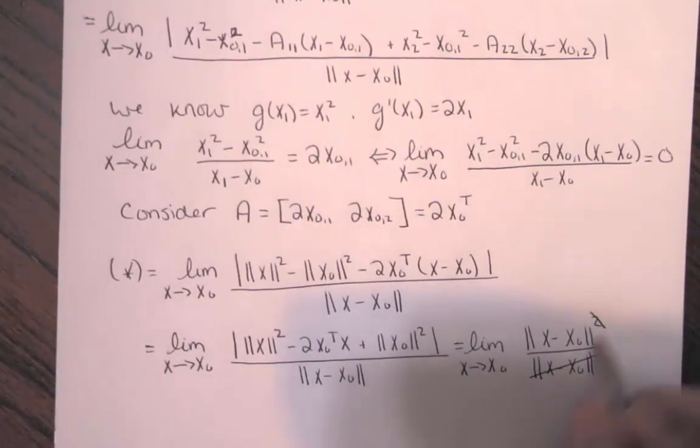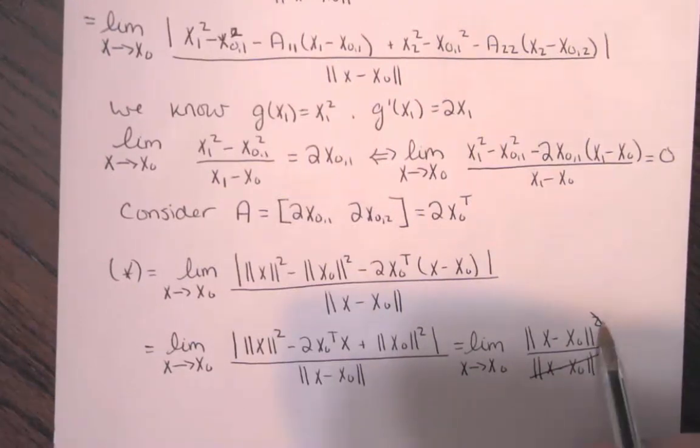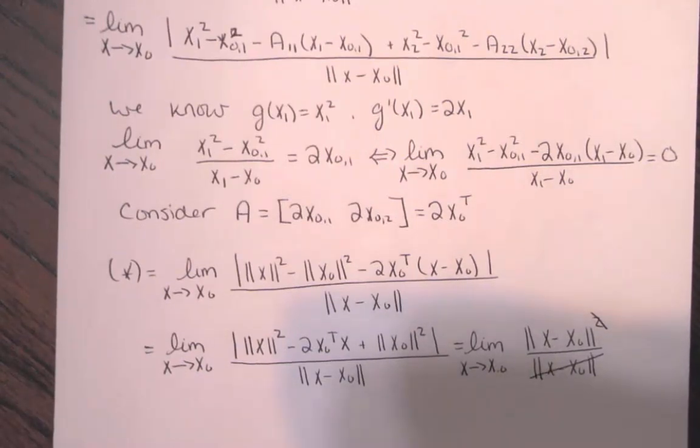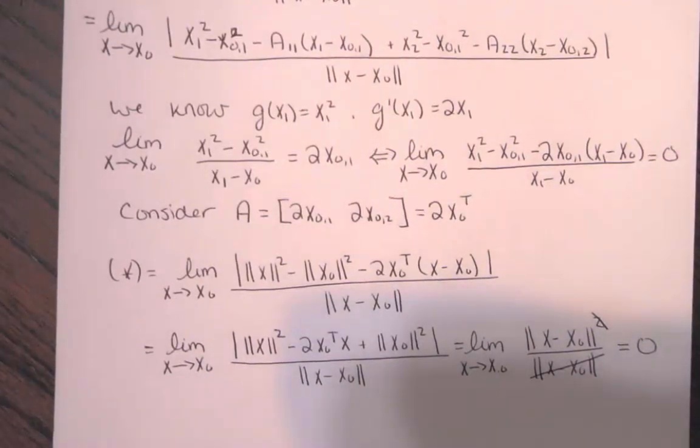So this cancels with the 2, right? I got 2 of them being multiplied divided by 1 of them. So 1 of them from the numerator cancels. Now the limit as x approaches x naught of the norm of x minus x naught, well that's simply 0, right? So we've shown that, in fact, the differentiability condition is satisfied and the derivative is given by this.